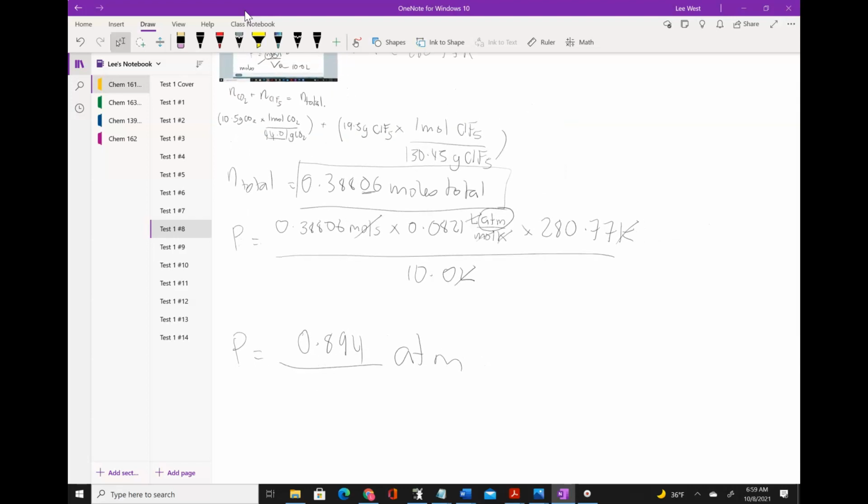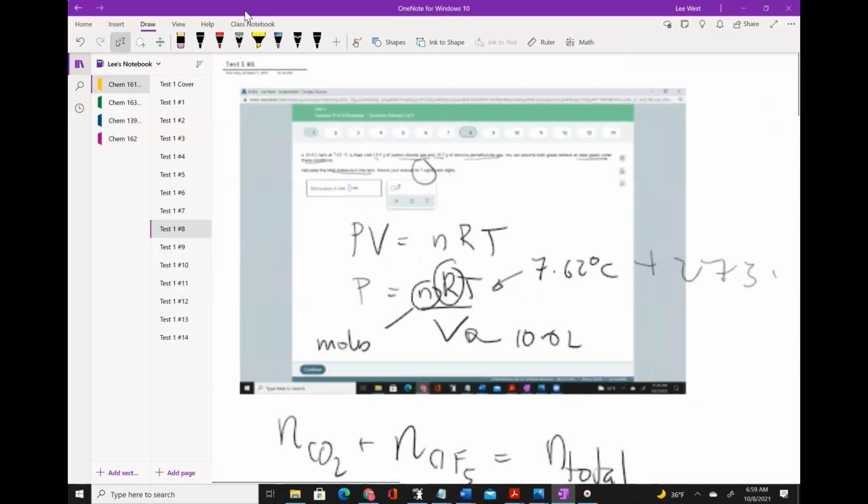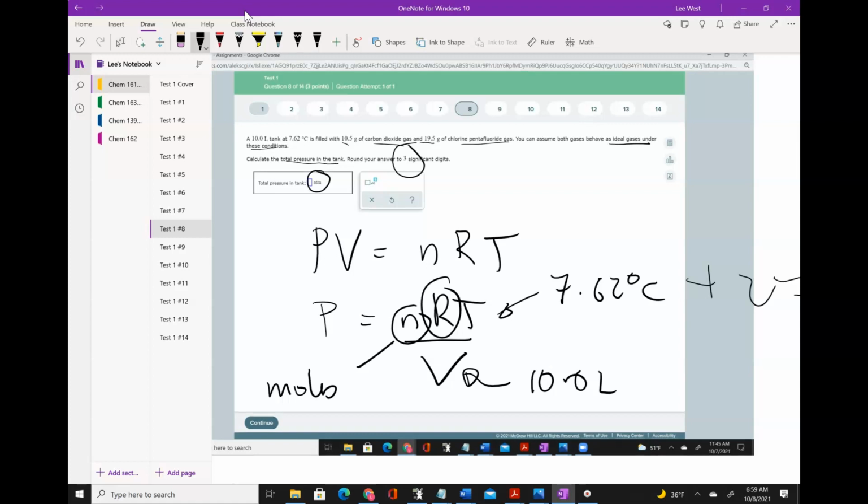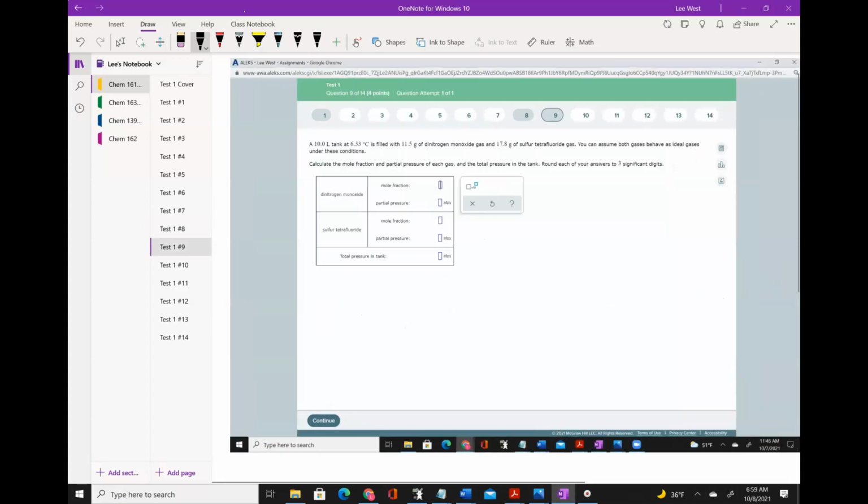So this was good. That's 3 sig figs. Just check my units. We're okay with ATM. We are, so we're good to go. I'm happy with that one, and I was well under my 10 minutes.